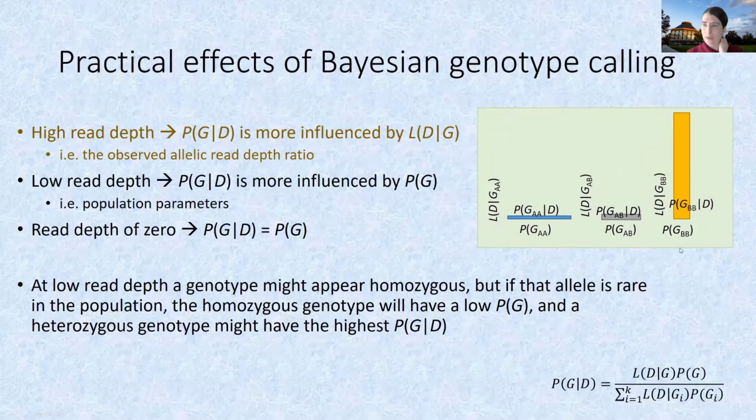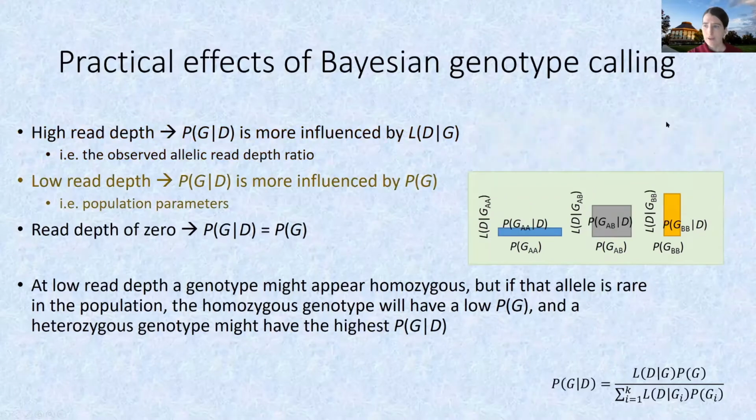Say I got 30 reads of allele B and no reads of allele A. It looks pretty likely that BB is the correct genotype, and so the priors don't matter so much because one of them is so much more likely than the other. As the read depth gets lower, it becomes a lot harder to be certain of the genotype from the sequence reads alone, and that's when the priors start to influence the posterior probability more.